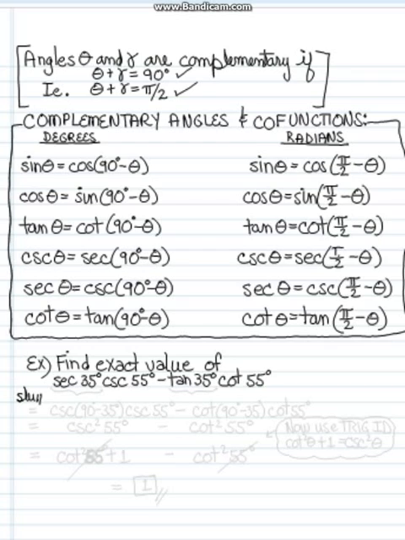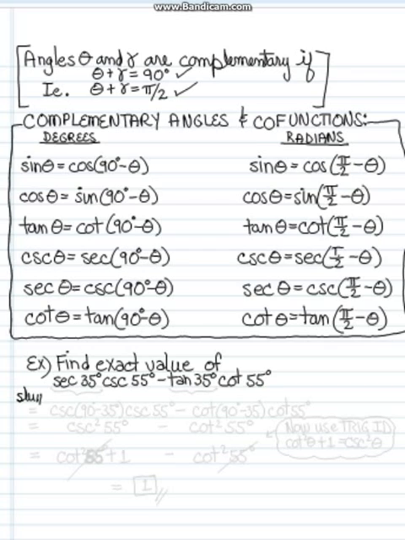Okay, so we have some identities involving complementary angles and their cofunctions. We'll look at the degree column first, and then we'll look at the radian column. For the degree column, we know that the sine of theta is equal to the cosine of 90 degrees minus theta. The cosine of theta is the sine of 90 degrees minus theta.